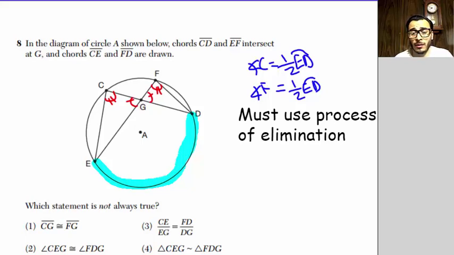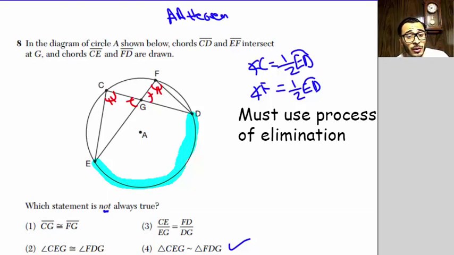Now, if that's the case, then you have two pairs of corresponding congruent angles. That means the triangles are similar by the angle theorem. So we know choice 4 is true. We're looking for the one that's not always true. These two triangles are similar.